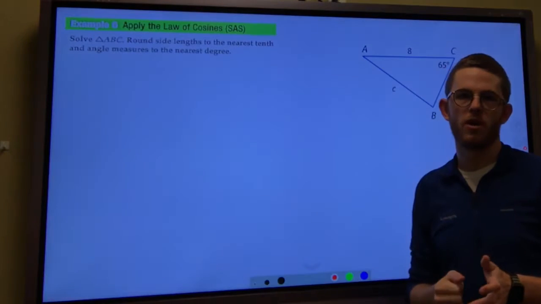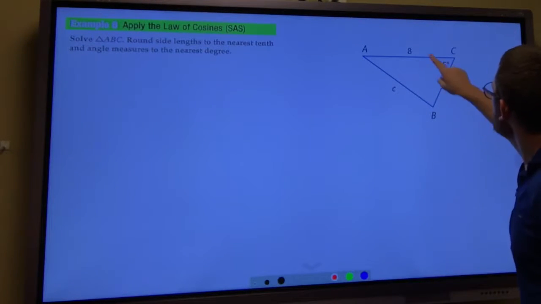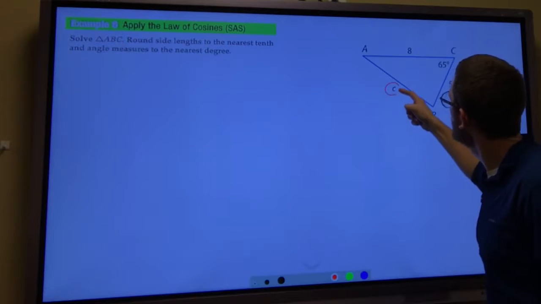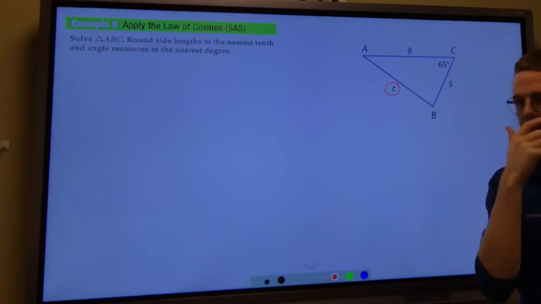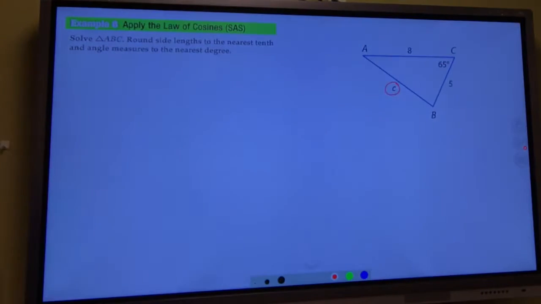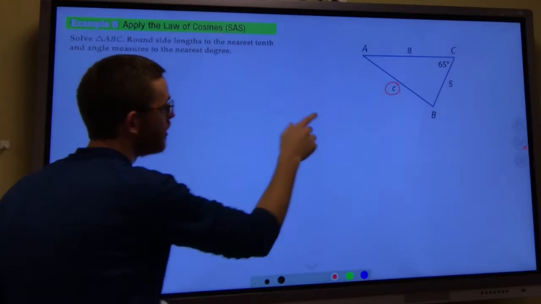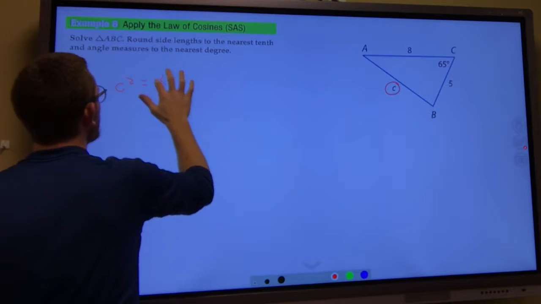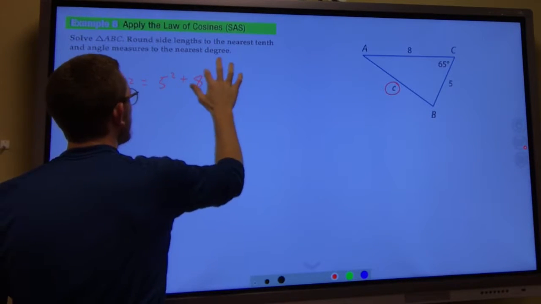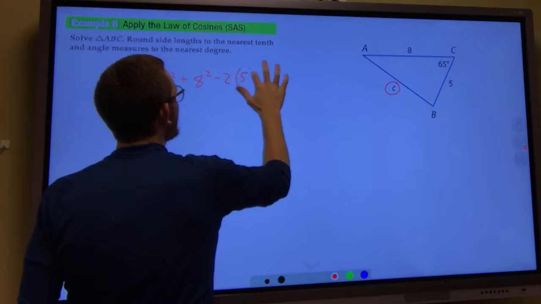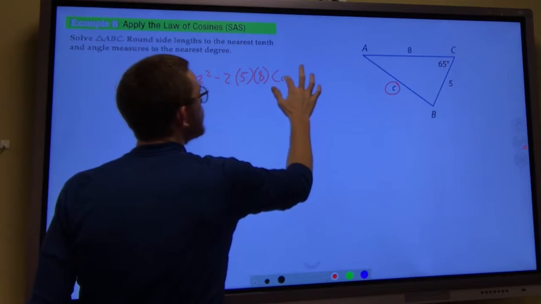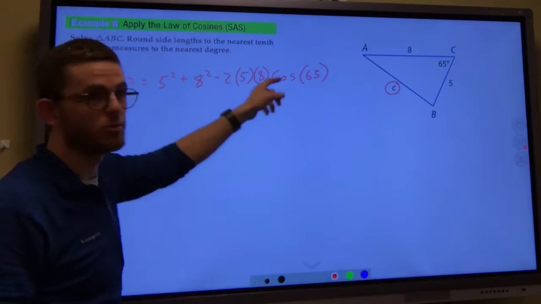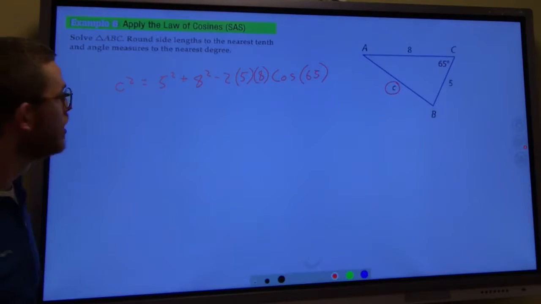All right, finishing up here with the law of cosines. Here we have the side angle side situation. So we're going to need to use the law of cosines to first find that missing side length C. So to do that, I'm going to set up my law of cosines to find C. It's simple as C squared equals a squared plus b squared minus 2 times a times b times cosine of 65.